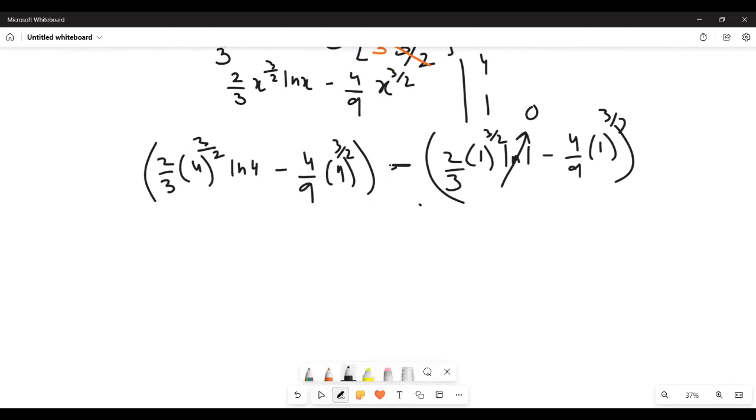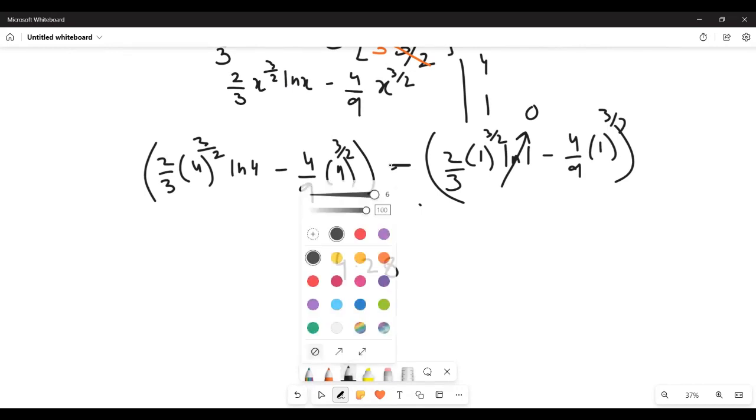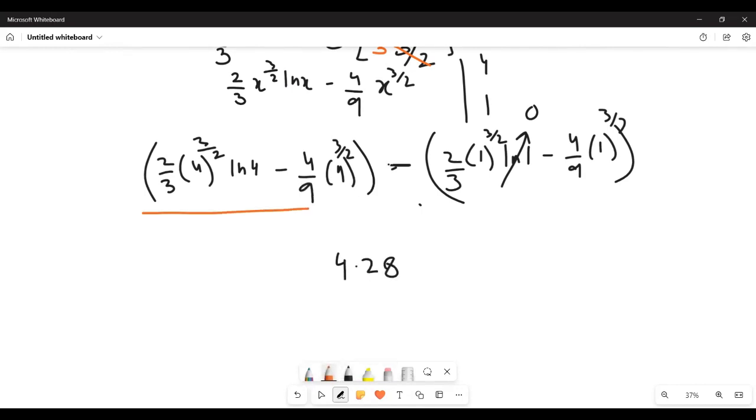There's no need to spend further time on this. Just appropriately use the brackets, solve it, and the answer would come out to be 4.2. Get this in decimals, get this in decimals, and subtract them, but maintain the accuracy. So use as many decimal places as you can.